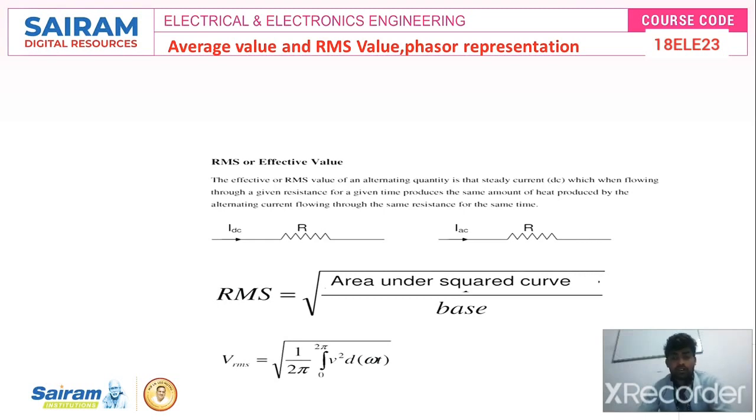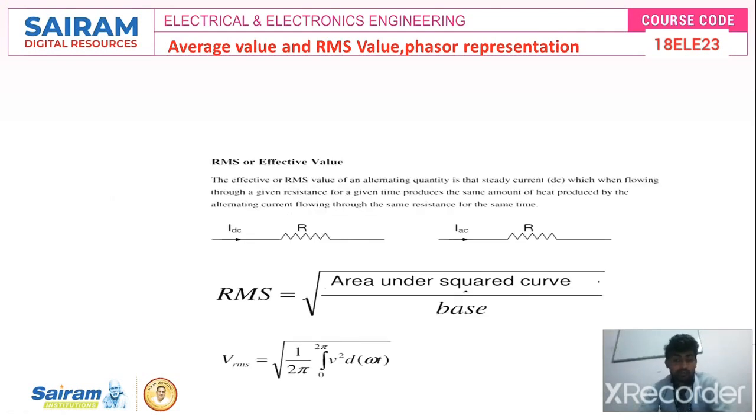So RMS value of alternating quantities is the steady state current in DC. I mean DC is always steady state, and when it flows through the given resistance for a given time, it produces the same amount of heat, right? Before I told you, right? So the output will be same. I mean whatever the heat, light, the output will be same if you give power supply as DC or AC, right? So RMS value, the formula becomes area under the squared wave divided by base.